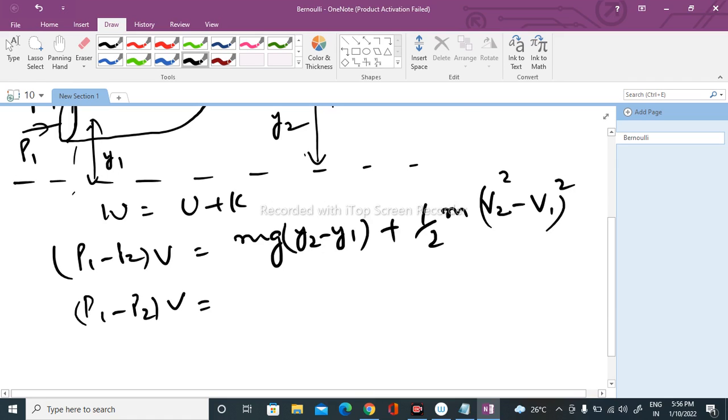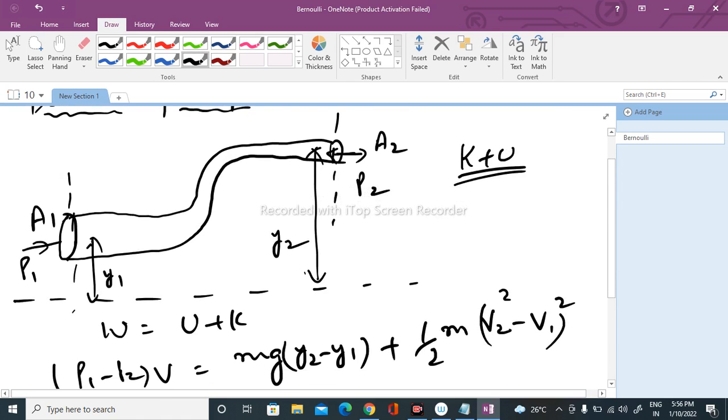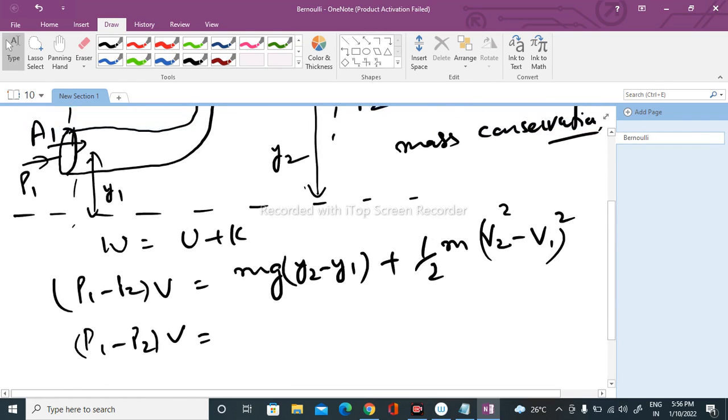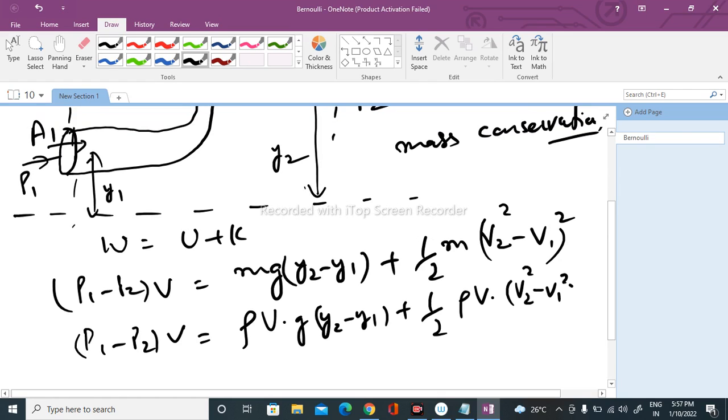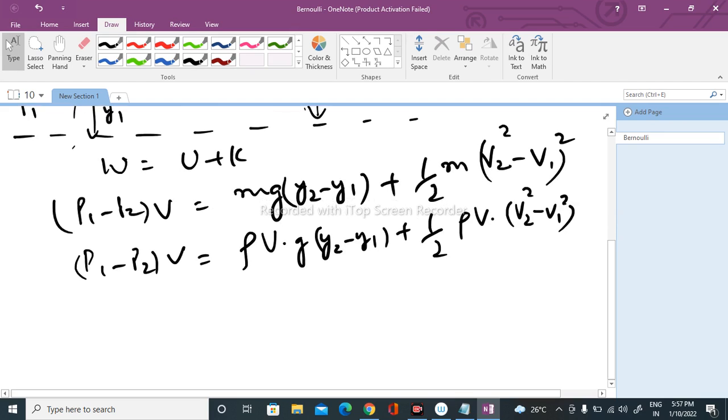So this mass, see, we also can follow mass conservation here because the amount of mass entering here and the amount of mass which is coming out is the same. So we can write here, let us say this liquid is incompressible. So rho into V, rho into volume into g into y2 minus y1 plus half rho into V, v2 square minus v1 square. And cancel out the common term here, V.